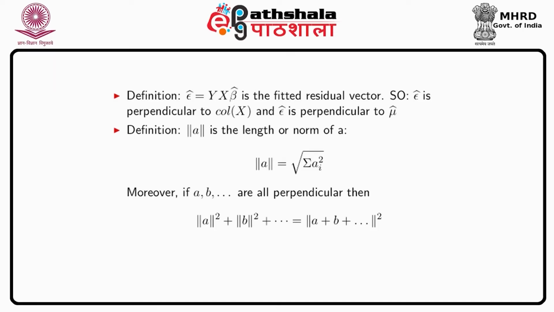Now, according to Pythagoras' theorem, if we have two vectors a and b which are orthogonal to one another, then the square of a plus the square of b equals a plus b whole square. By definition, a, as given in the above notation, is the length or norm of a. In case of a vector, the length or the norm of any vector a is given by the square root of the summation square of each of the components of the vector. Moreover, if a, b, c are all perpendicular to one another, then the squared length of their sum equals the sum of each of their squared lengths.